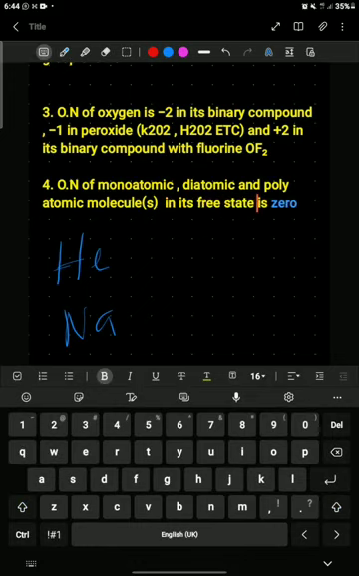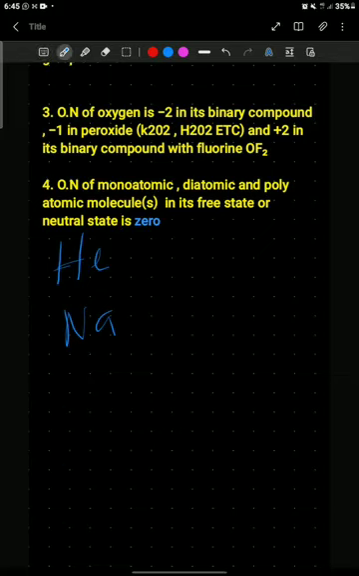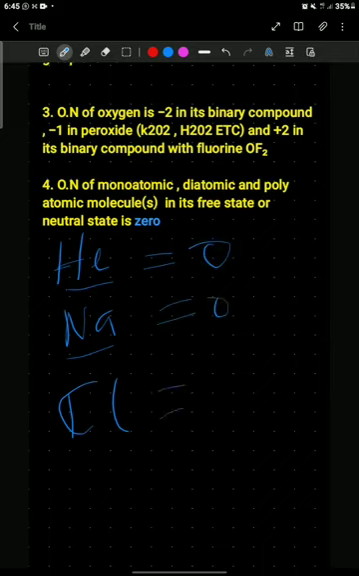In its free state or neutral state, the oxidation number is equal to 0, so that you can really appreciate it. You can see helium is standing alone, in its free state. Sodium is standing alone. Chlorine is standing alone. The oxidation number will be equal to 0.